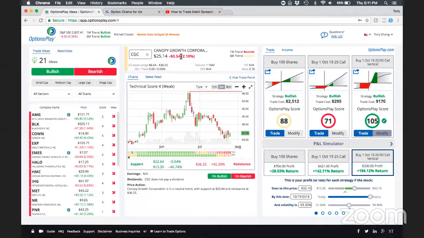But chances are you derive your ideas from 1,000 different sources. So what we're saying is it doesn't matter where you get your ideas from. As long as your idea is that I think a stock's going to make a big move, use our tool to help you figure out how do I actually profit from that move. And that's really what Options Play is here for.